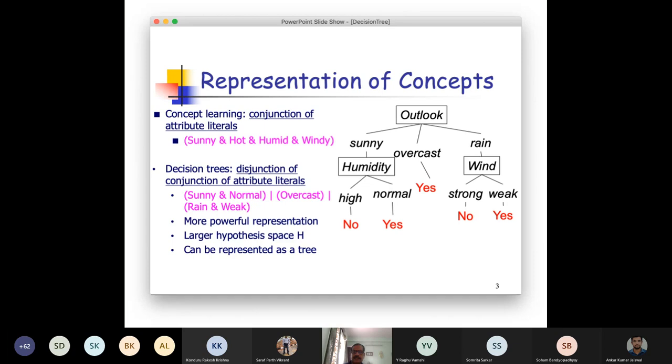Consider this tree, and you can see that in the tree, the nodes are represented by those rectangular boxes. Then we have the edges, and each edge is labeled by an attribute value. Your branching takes place if the value of the attribute is satisfied. Like outlook is the attribute. If its value is sunny, then it will take that path for evaluation.